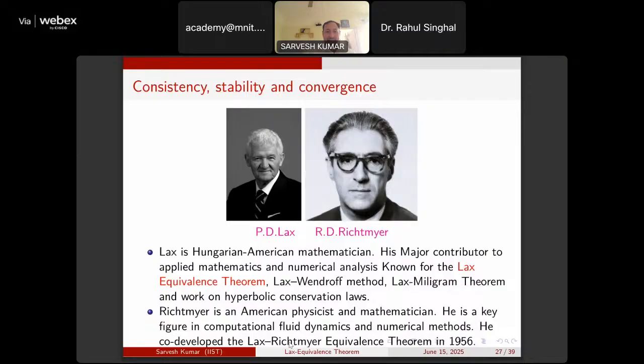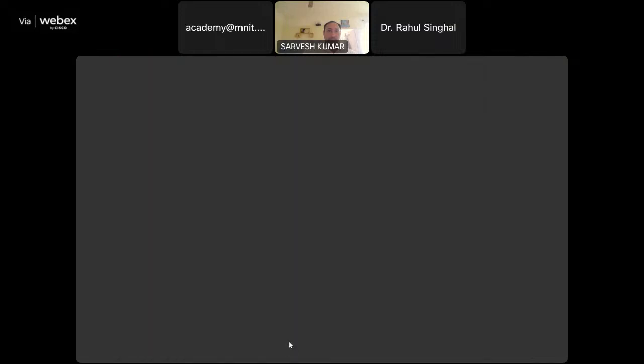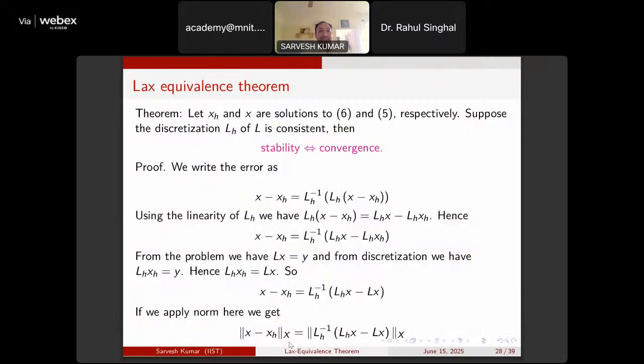So what is that theorem and how it helps us, that we have to see. We will follow the same philosophy as we have done with the differential equation. So what we want now is to move from differential equations to partial differential equations. This is the famous Lax Equivalence theorem, or I should call it the Lax-Richtmyer equivalence theorem. Let x_h and x be solutions of 6 and 5. That means x_h is a solution of the discrete problem, it could be any, and x is the solution of your continuous problem.